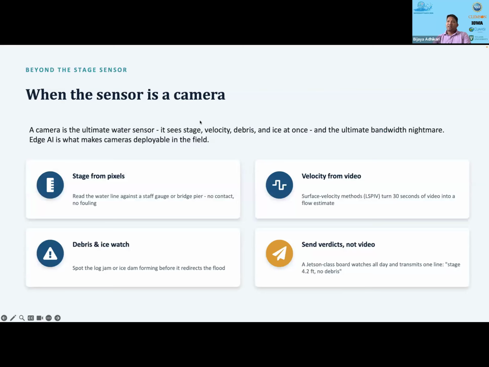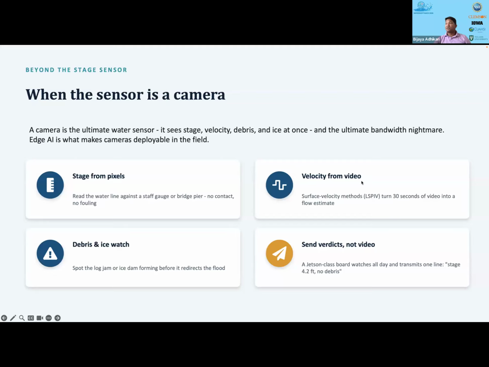This is not what we are going to implement today. But if the sensor is a camera, it has a lot of power. It can see stage, it can see debris and ice, which the pressure gauges cannot. But it's the ultimate bandwidth nightmare. So edge AI is what makes cameras deployable in the field, and the TinyML framework really helps here. We read the water line against the staff curves, with no contact, so it lives above the surface.